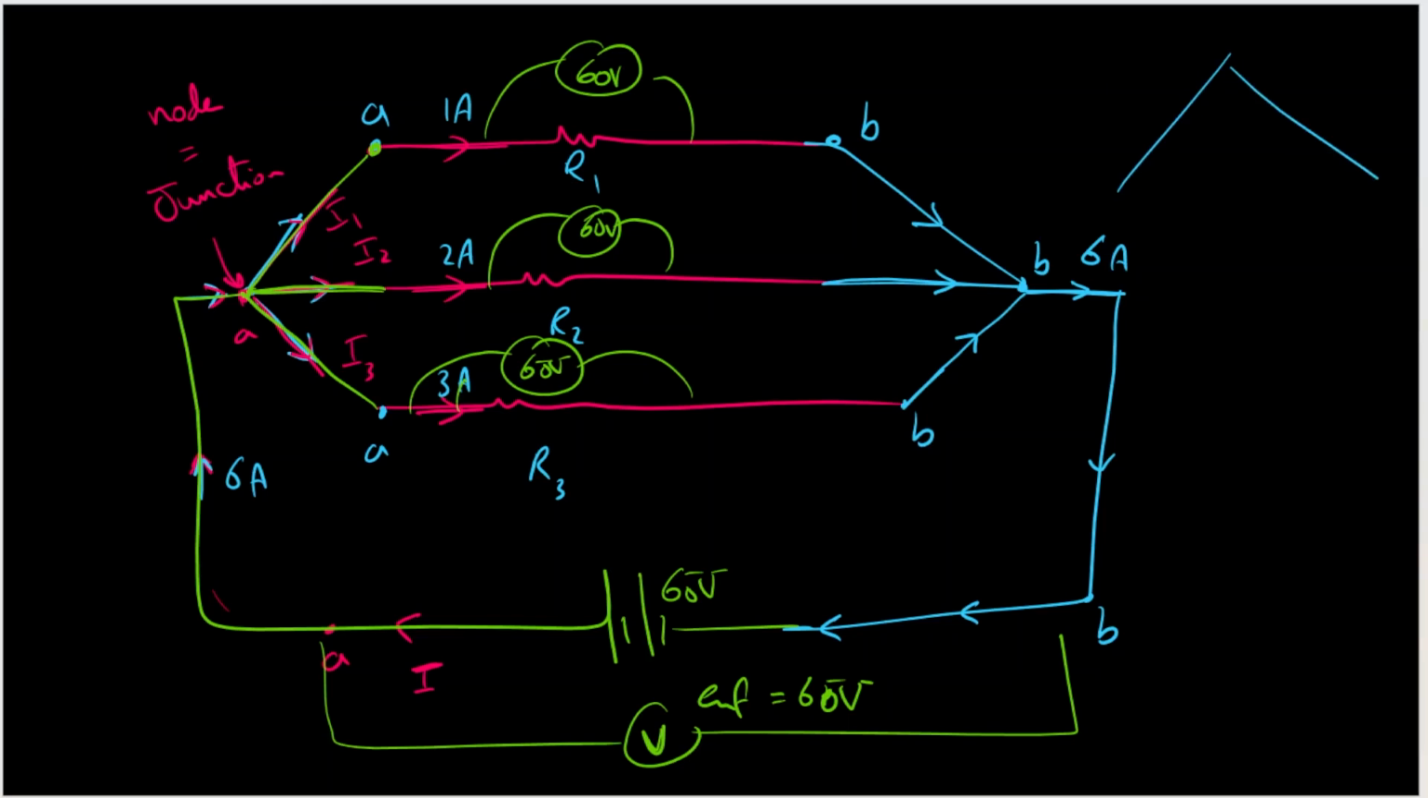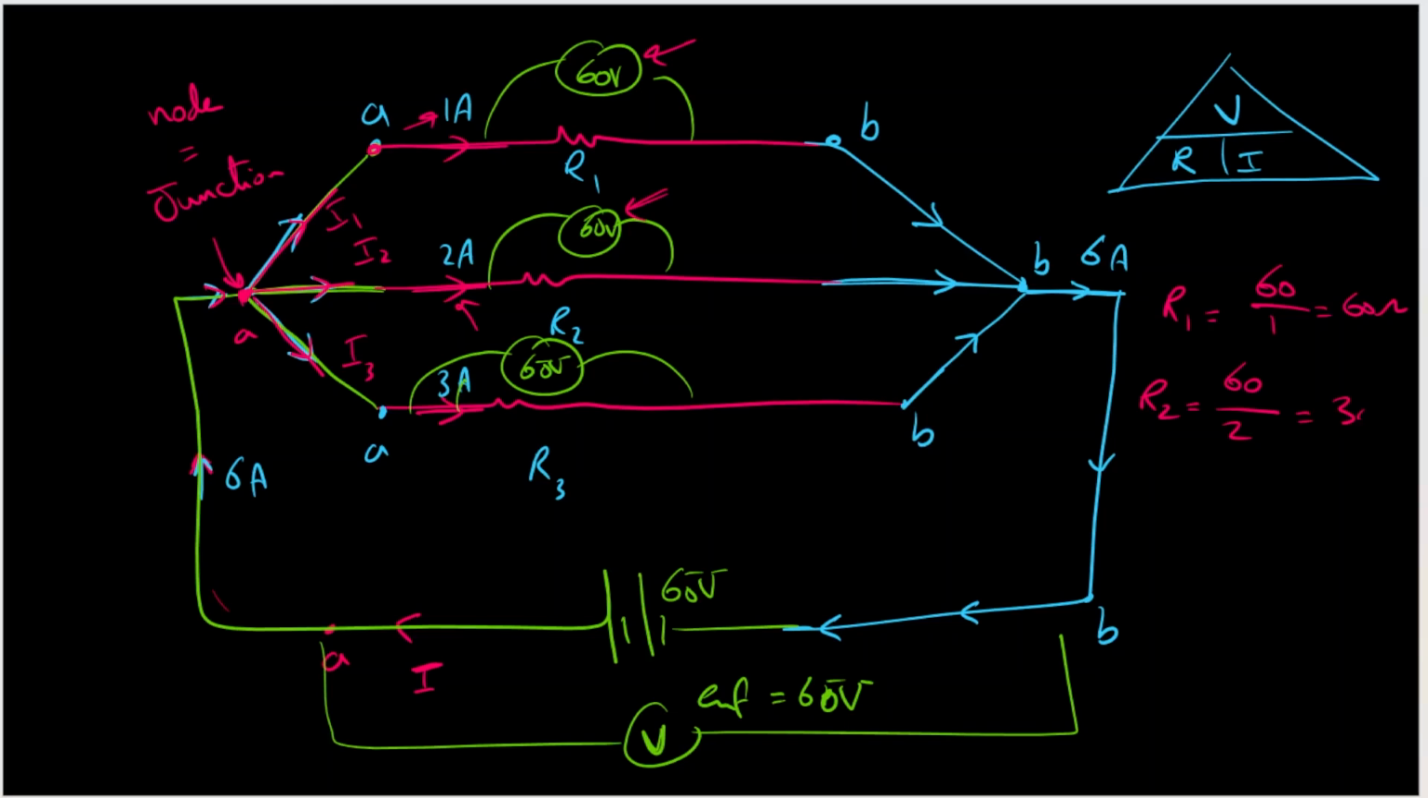And by using Ohm's law, we have the voltage and the current in each branch, so we can calculate the resistance of each branch. For example, we can calculate R1. R1 will be equal to V, which is 60, divided by I1, which is 1 ampere, so its value is 60 ohm. How can we calculate R2? Just by dividing V, which is also 60, the voltage is constant in parallel connection, divided by the current, which is 2, so it will be 30 ohm. How can we calculate R3? By dividing the voltage, 60, by the current, 3 ampere, so it will be 20 ohm.